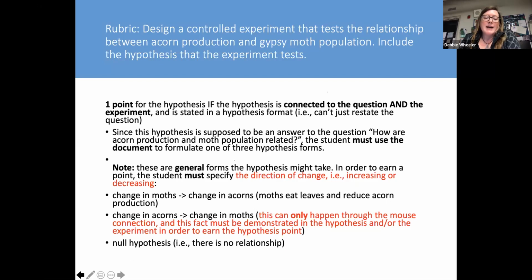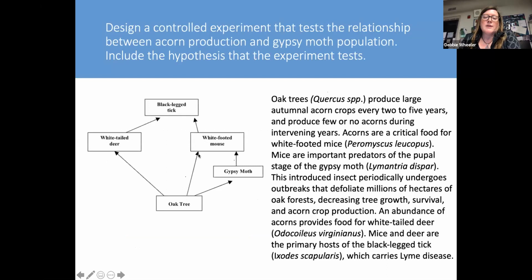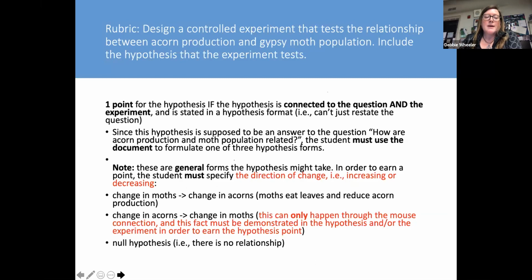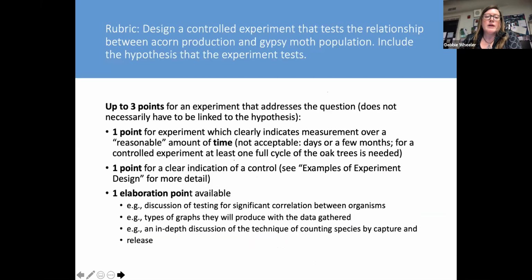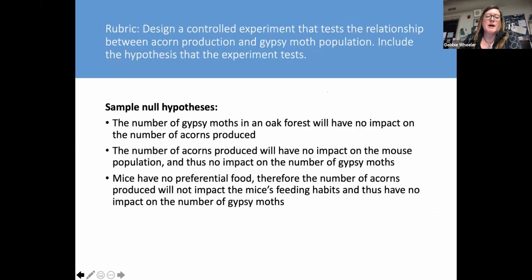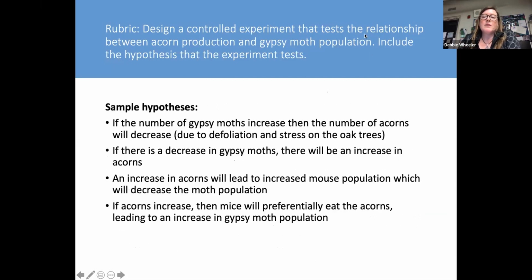And I'm going to go back. So when there are more mice, they're eating the pupae of the gypsy moths, and that's what's going to cause a change in the moth population. Okay, actually, let me go to hypothesis real quick. So your hypothesis samples could have said, if the number of gypsy moths increase, then the number of acorns will decrease. And specifically, that's due to defoliation and stress on the oak trees.